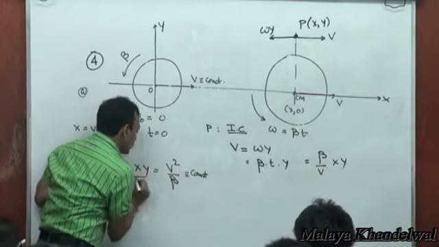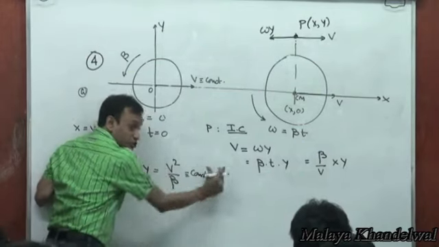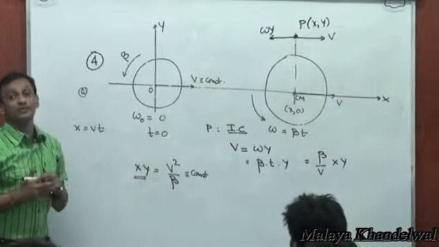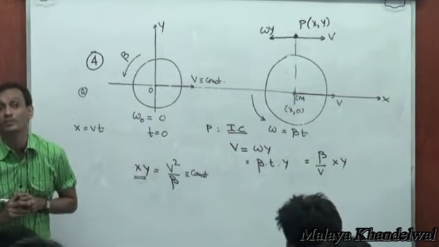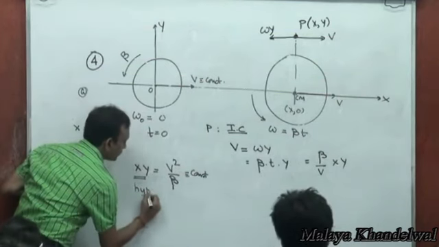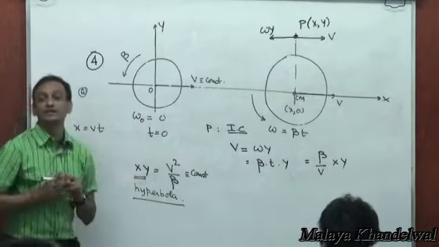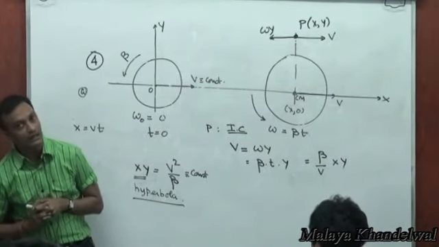So the x and y coordinates of the instantaneous center would always be connected by this relationship, xy equal to constant, and therefore the path traced by the point P is a hyperbola, a rectangular hyperbola. Hyperbola is the path traced by the instantaneous center. The locus of the instantaneous center is a hyperbola then. Clear?